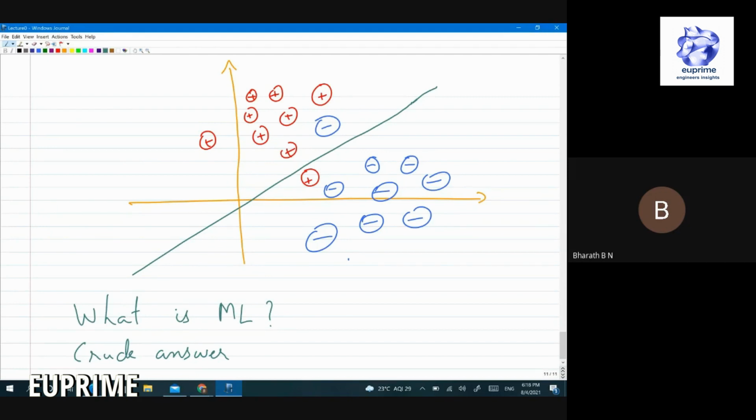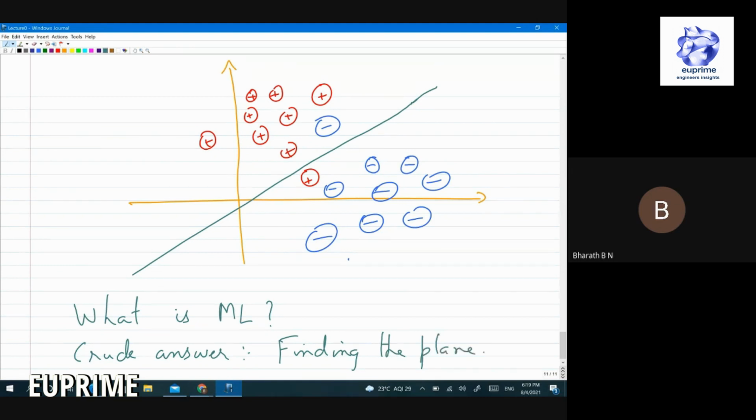So that's correct. If I know the line, I can say whether the point is to the right or left. If it is to the left, I say it's spam. If it is to the right, I say it's non-spam. It's as simple as that. So the answer would be finding the line or a plane. Finding the plane. So how do you find this plane?